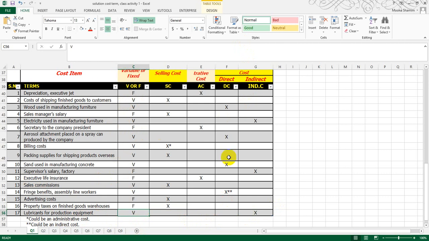So this is basically the cost classification we have done in question number 1. I hope you guys understand it. Thank you.